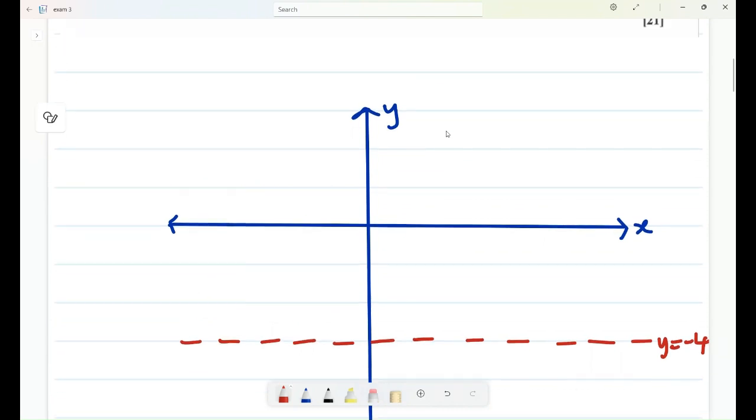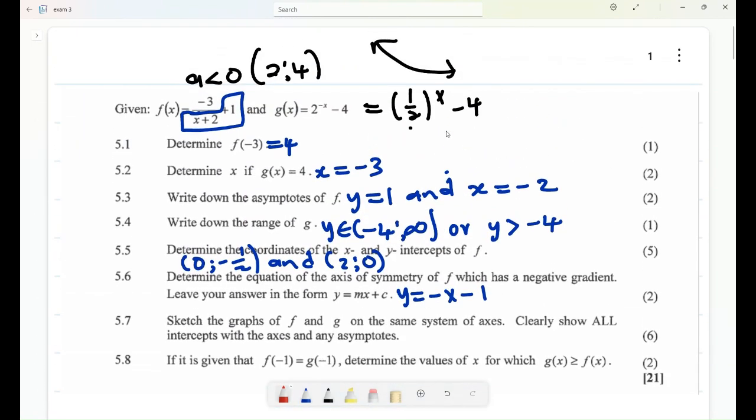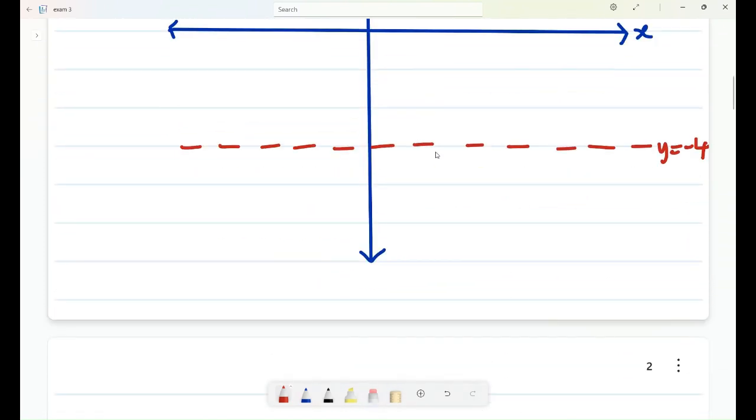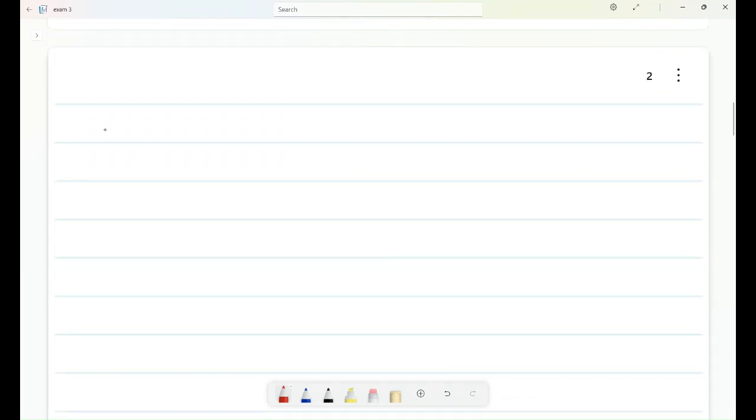Then now what happens? We have to show the x-intercept and y-intercept, right? So we have to calculate the x and y-intercept for g of x. So we're going to come here and say g of x is equal to 2 to the power of negative x minus 4. Am I correct?